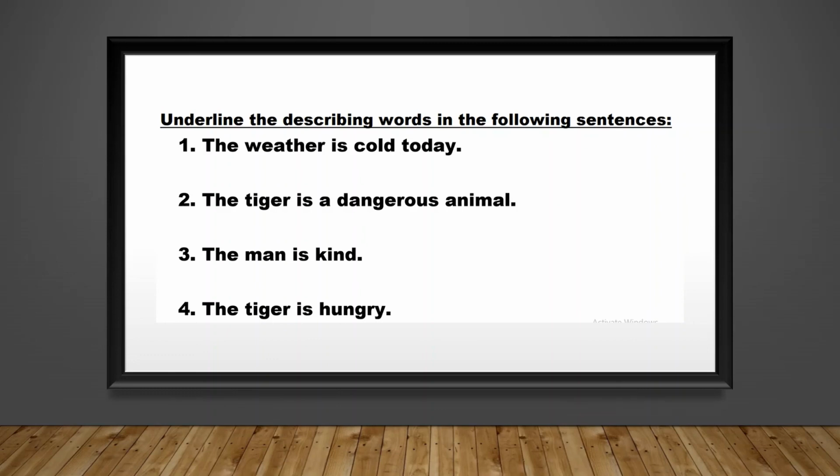Number 1, cold. Cold is a describing word. It describes the weather. Dangerous. Dangerous is a describing word and it describes animal. Kind. Kind is a describing word and it describes the man. Hungry. Hungry is a describing word and it describes the tiger.